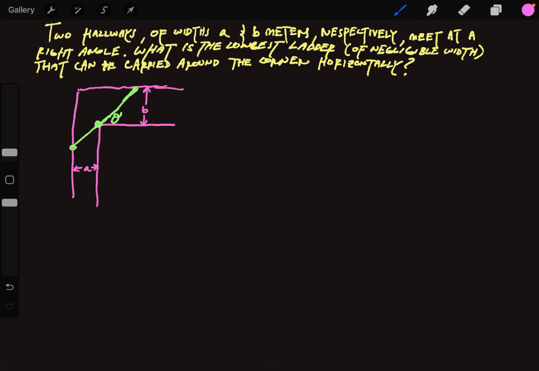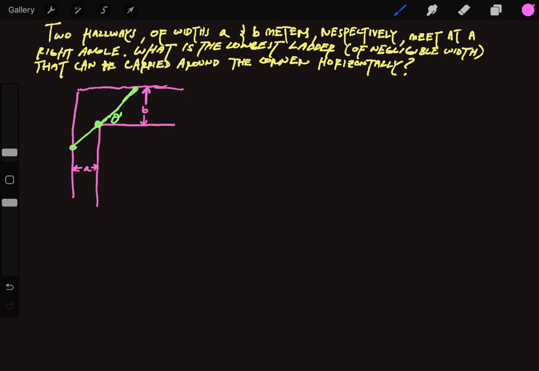Okay, so looking at this problem, let's understand what's being asked. First of all, you have these two hallways. One is of length B, and the other one is of length A, or width A. They meet at this right angle over here, and we want to know what the longest ladder is. In green is this ladder.